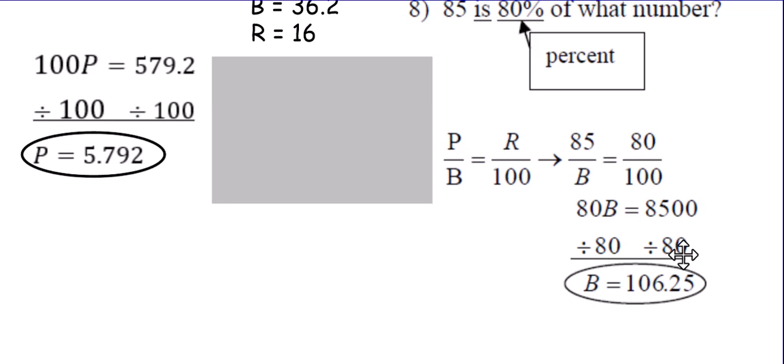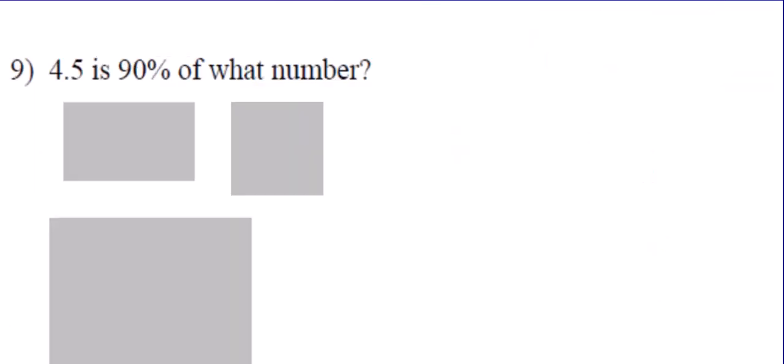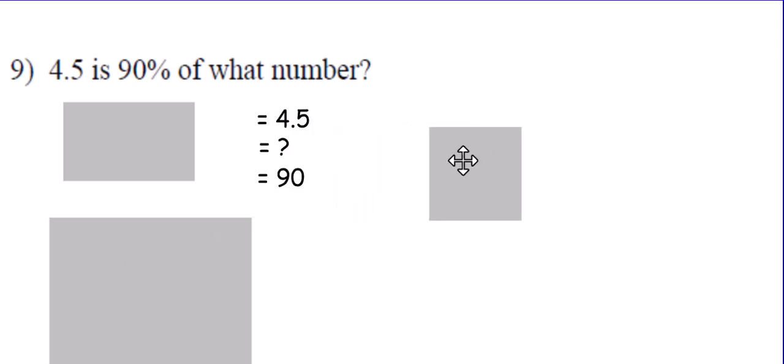If we get something that isn't reasonable, that final statement will not be reasonable and will not make sense. All right, let's take a look at number 9. So 4.5 is 90% of what number? 90% is our percent. 4.5 is our part. We've got to find our base.